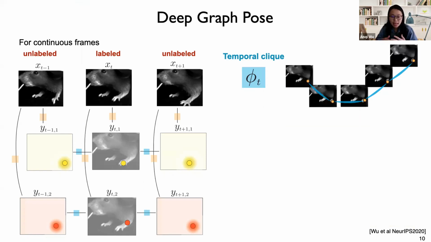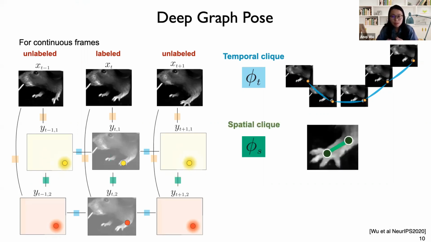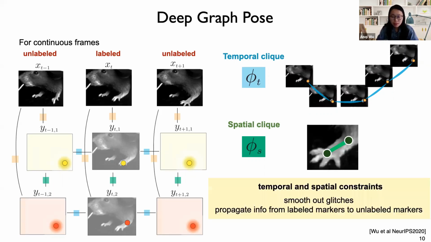Next, we add a temporal clique phi t, colored in blue, to enforce temporal continuity of the same body parts across frames. These are indicated by the blue links in the graph on the left. We also add a spatial clique phi s to connect body parts that share a skeletal connection at each time point. Then, with both temporal and spatial constraints, we can smooth out glitches that break these constraints during training.